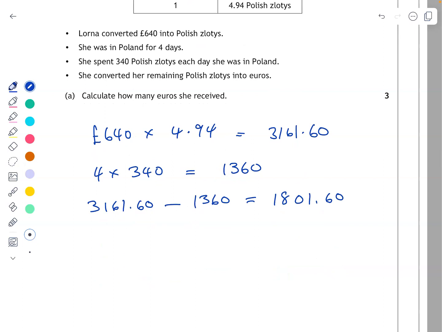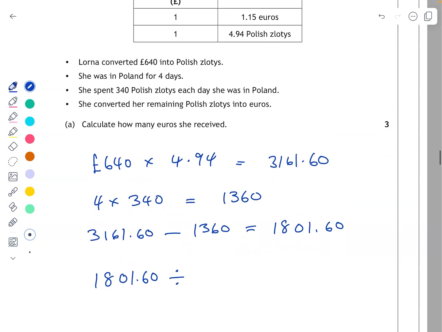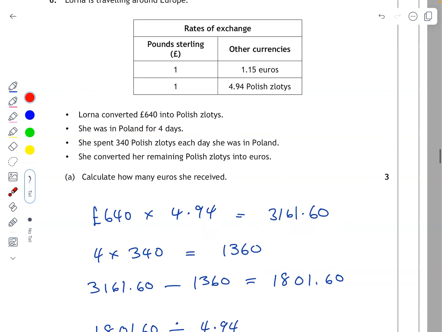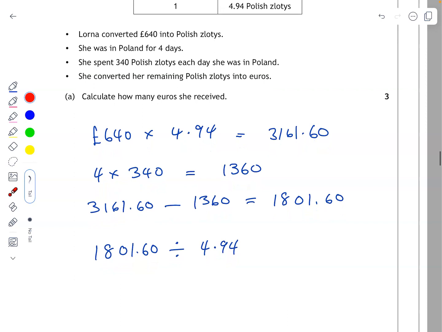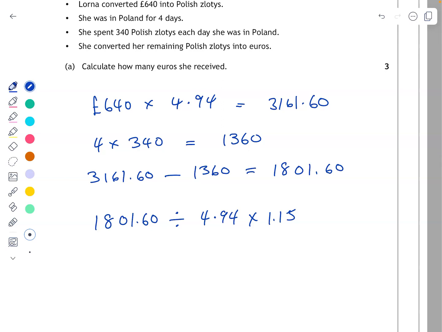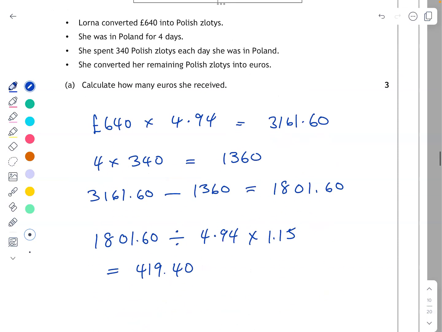So we can do this in one go. So we're going to take this 1801.60. To get it back into pounds, we have to divide by the 4.94 exchange rate. And that would give you this in pounds. And then to go from that into euros, we multiply by 1.15. And then just do this in one go in your calculator. And that is going to come to €419.40. Yes, euros.